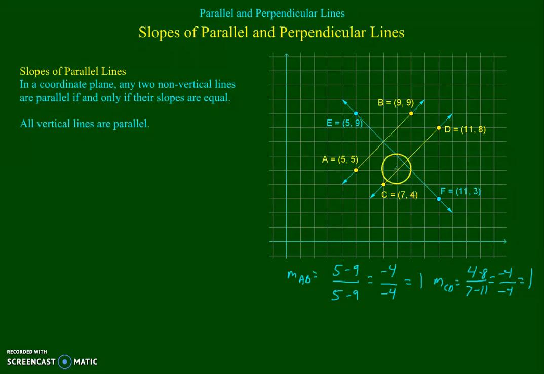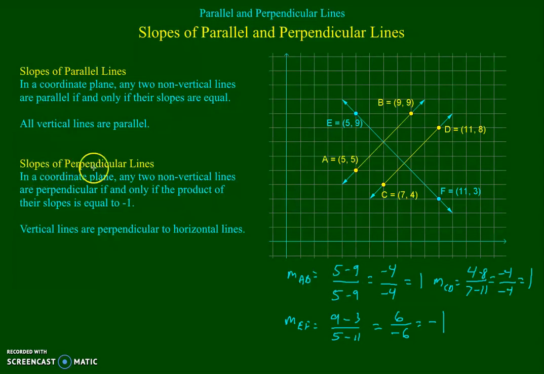So let's take a look then at line EF. Let's calculate the slope of line EF now. So we have the slope of EF, which is 9 minus 3 divided by 5 minus 11. 9 minus 3 is 6, and 5 minus 11 is negative 6. So this gives us a negative 1 slope. Well, clearly this line is not parallel to either of these two lines because those lines have different slopes. But let's take a look at what they actually are.